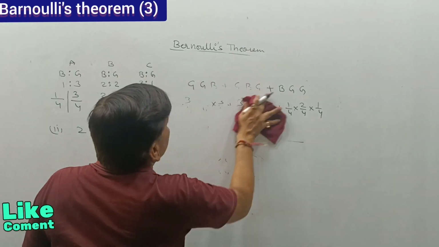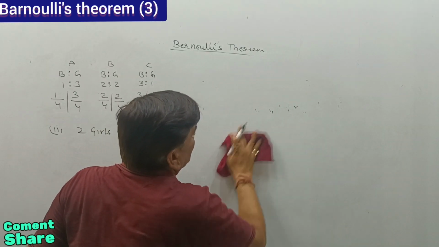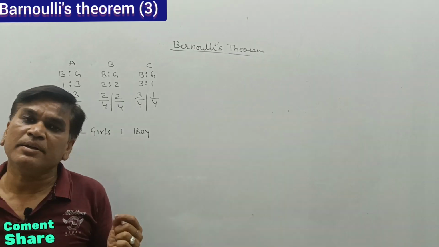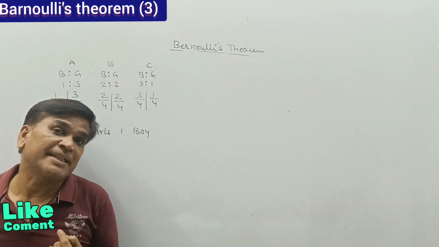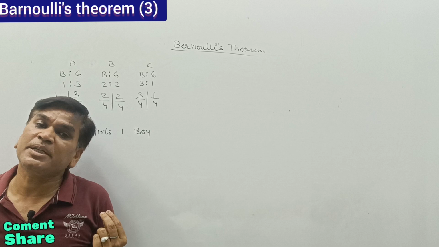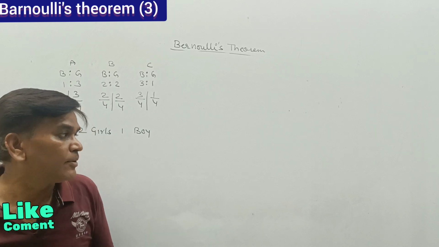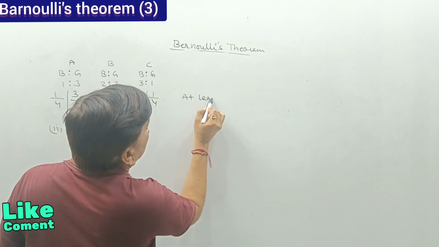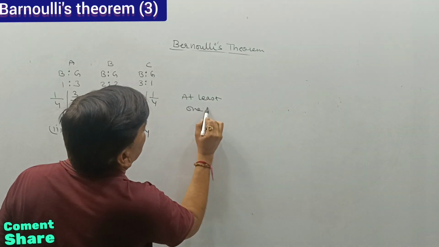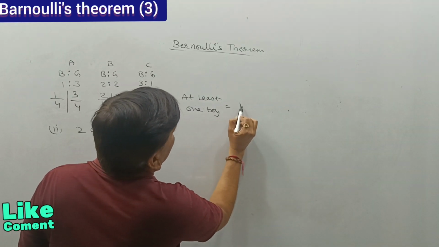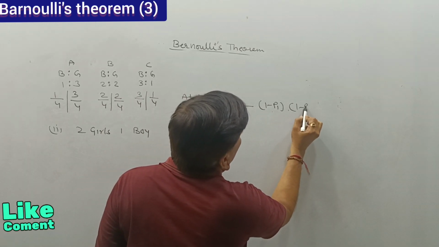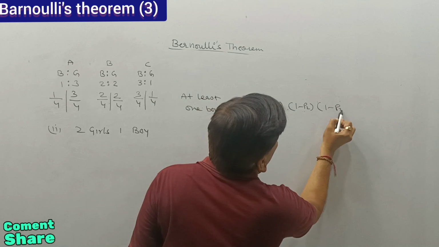From each group, one child is selected. Get the probability of at least 1 boy. Okay. At least 1 boy. That is 1 minus no boy in first, no boy in second, no boy in third.